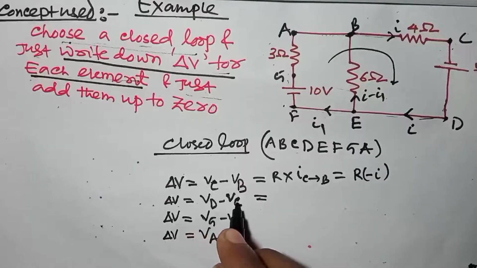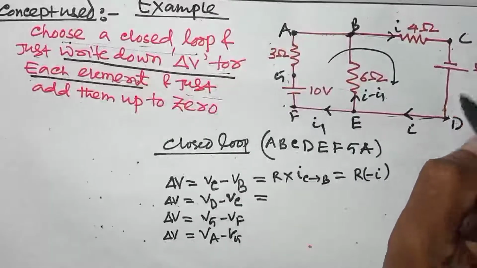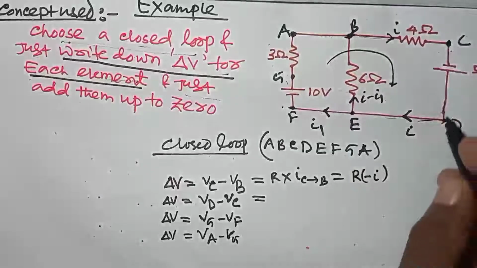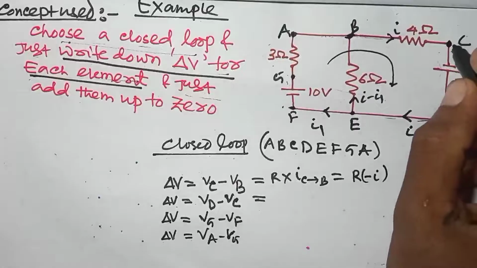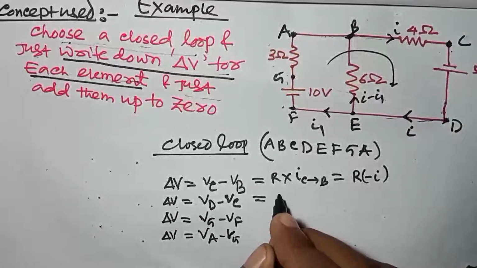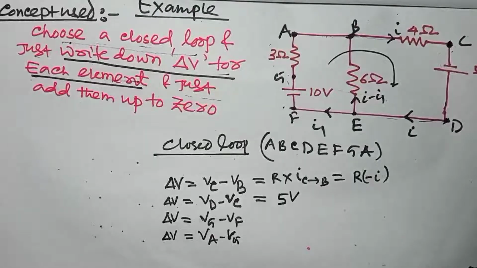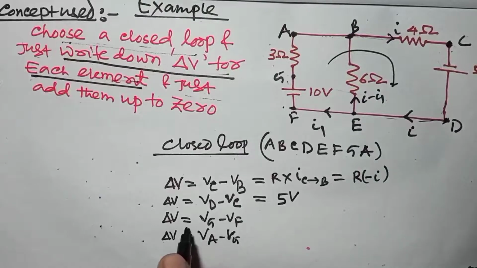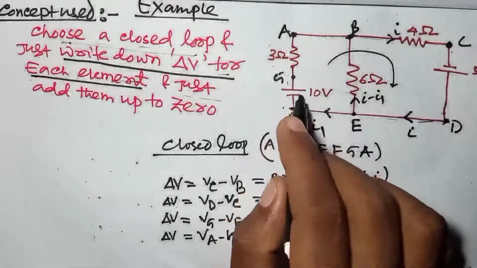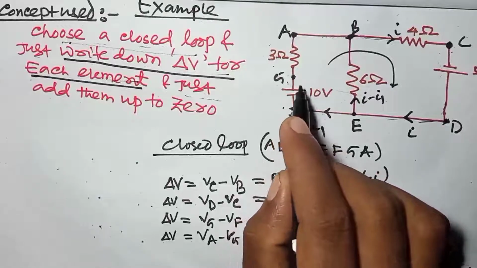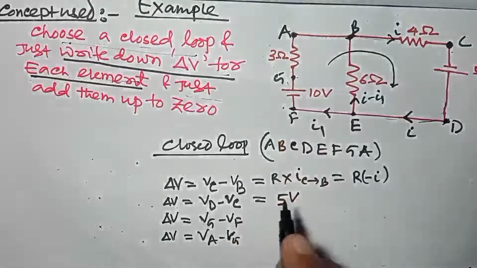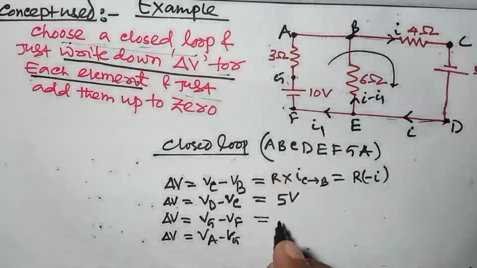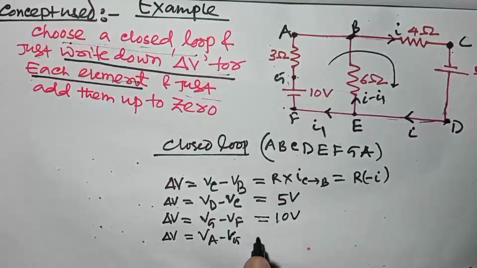And this is Vd minus Vc, so what will it be? This is the potential of the higher side minus the potential of the lower side, so it will be whatever is written on the battery. Now this is the del V, Vg minus Vf, for this battery. It is the potential of the higher side minus the potential of the lower side, so it will be whatever is written on the battery, and that is nothing but 10 volt.